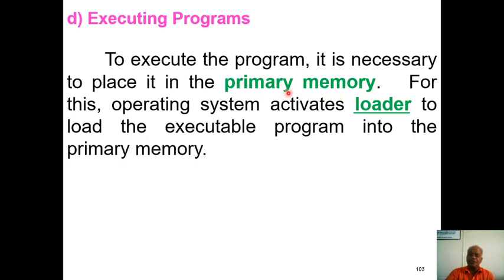At the time of execution, all the programs must reside in main memory, or primary memory, or RAM, random access memory. It is a read-write memory. So for this, the operating system activates another component which is called a loader. This loader is going to load all the executable programs into the primary memory.